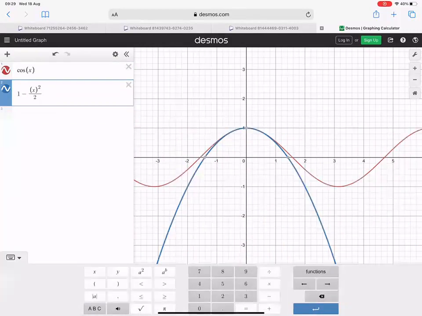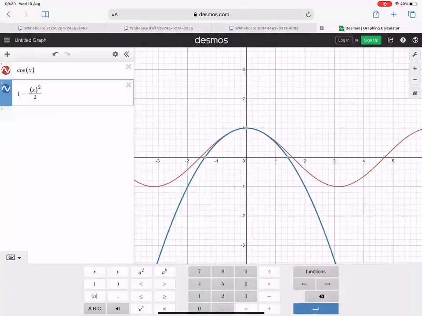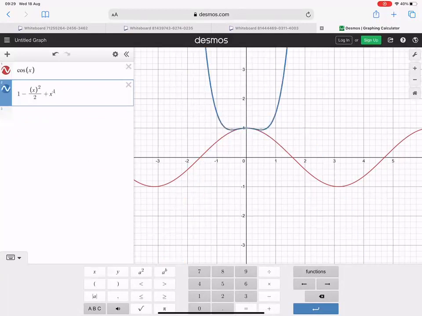That's a bonus. So the next term will be x to the 4 over 4 factorial. So let's add that one in. x to the 4 over 4 factorial. Got to be careful with the notation there.